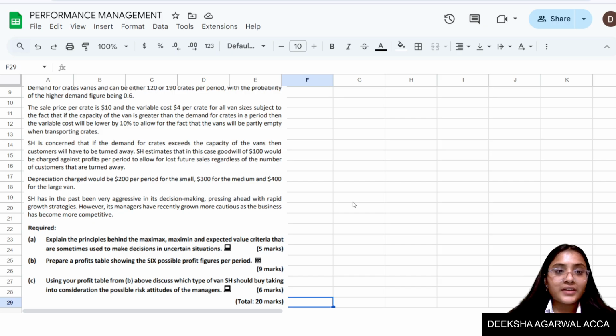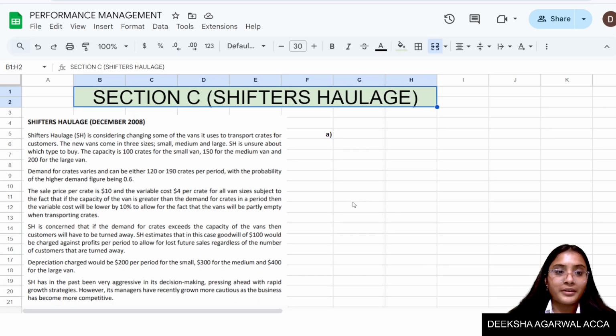It is considered that if the demand for crates exceeds the capacity of the vans, then customers will have to be turned away. As such, it is estimated that in this case goodwill of $100 would be charged against profit per period to allow for lost future sales, regardless of the number of customers that are turned away. Depreciation charge will be $200 per period for the small, $300 for the medium, and $400 for the large one. SH has in the past been aggressive in its decision making, pressing ahead with rapid growth strategies. However, its managers have recently grown more cautious as the business has become more competitive.